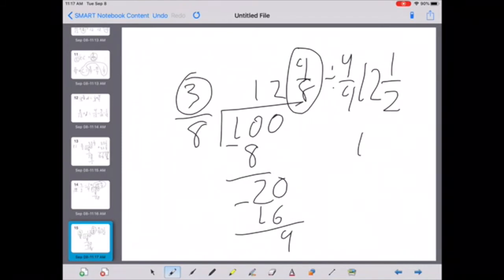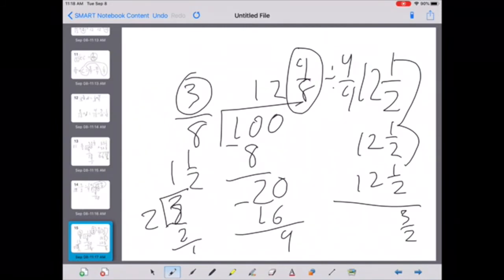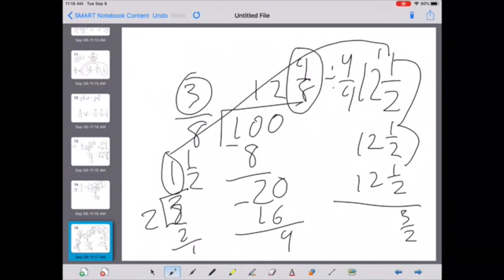Now I need to take my answer times 3 of those. I like to say I have 3 12 and 1/2s. I add 1 plus 1 plus 1 is 3/2. We learned 2 lessons ago you can't have that. Top in, bottom out: 2 goes in there 1, and I have 1 left over, so I have 1 and 1/2.